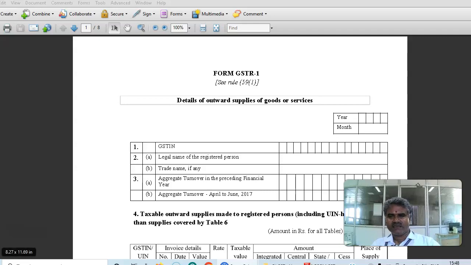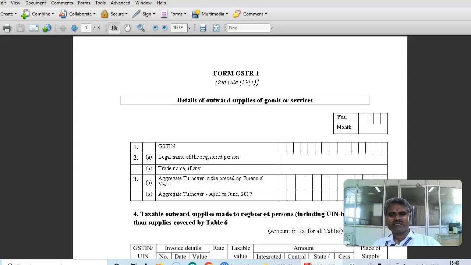You see, this is the heading. What they have mentioned: details of outward supplies of goods or services. Here you have to furnish the details about supply of goods or services. Here you have to mention the year, 2023 or 2024 or 2021, and the month in which you are filing the return, maybe May, June, April to March.